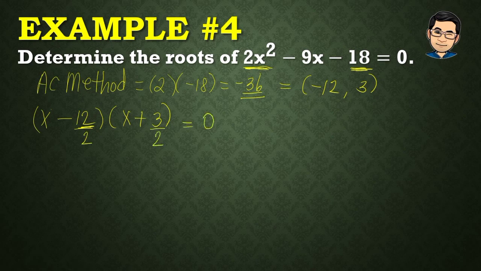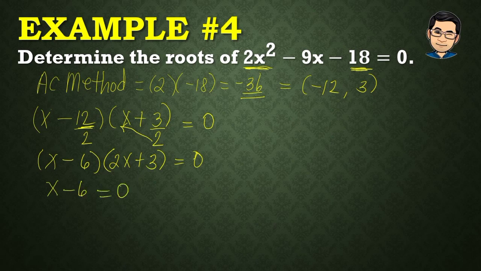So, 12 divided by 2 is 6. That will become x minus 6. And then, 3 divided by 2, hindi natin siya madi-divide ng walang remainder. So, yung 2 na yan, ililipat lang natin sa tabi ng x. Magiging 2x plus 3. And then, equal to 0. Next, equate lang natin yung mga terms natin to 0. X minus 6 equal to 0. Tsaka, 2x plus 3 is equal to 0.